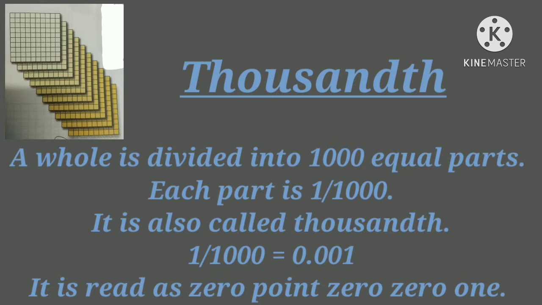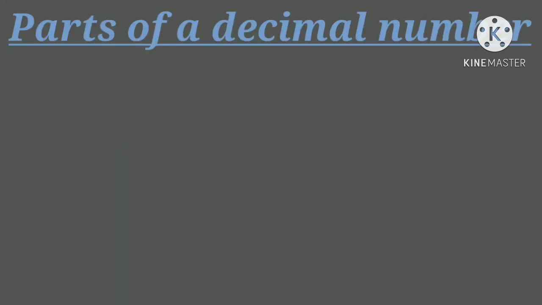Next topic, thousandth. A whole is divided into 1000 equal parts. Each part is 1 by 1000. It is also called thousandth. 1 by 1000 is equal to 0.001. It is read as 0.001.